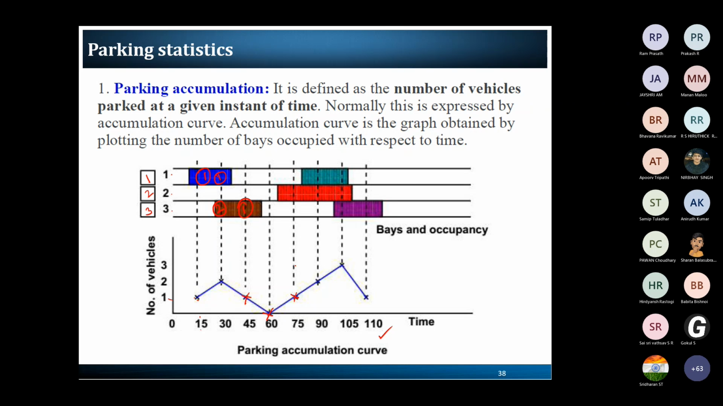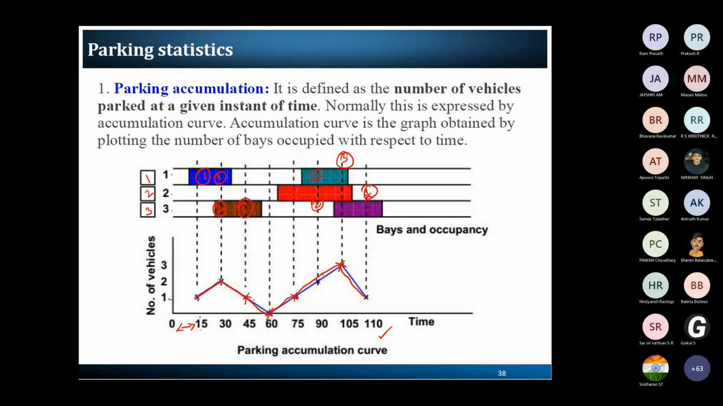At the 75th minute, only one vehicle is observed. Then at 90 minutes, two vehicles are observed. At 105, one, two, three vehicles are occupied. Then at 110, only one vehicle. This is the way we observe; the parking interval is defined by us, depending on how you want to analyze the vehicles in the parking slot. Likewise, when you mark all the points in a scatter plot and then draw the line, that is considered a parking accumulation curve.